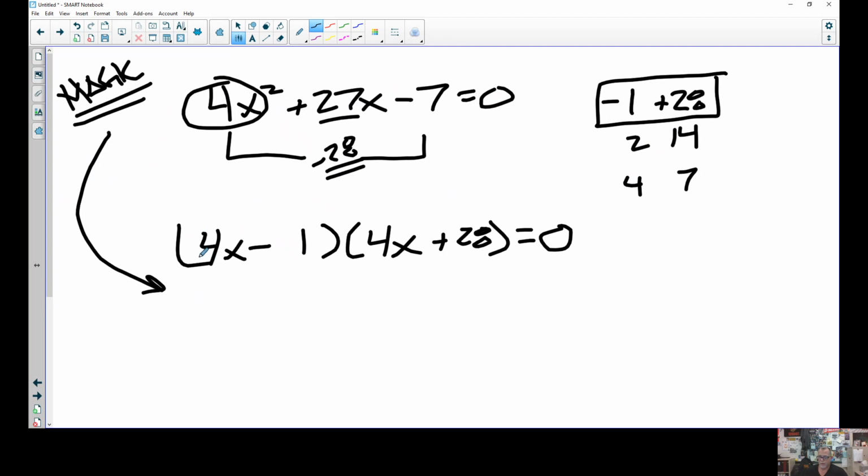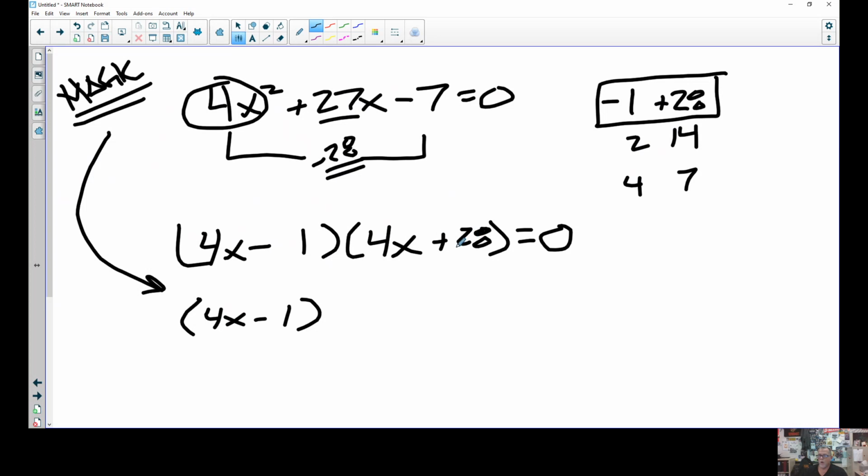Is there a common factor? No. So this one's going to stay the same. There's nothing I can take out of 4x and 1 other than 1, and it doesn't change it. Now, if I look at this, is there anything I can take out of 4x and 28? Well, 4, right? 4 goes into both of them.